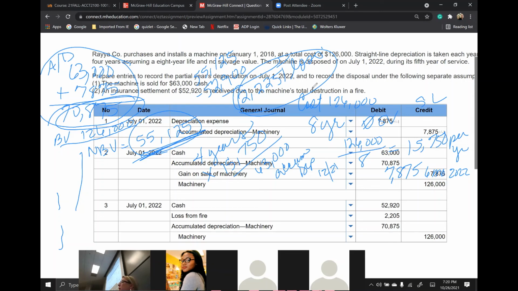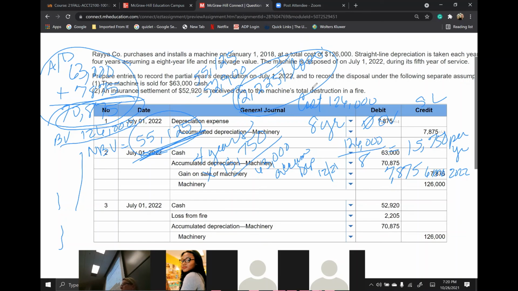We know how much we had as accumulated depreciation because we figured that out. So let's get rid of that. Debit the accumulated depreciation for the $70,875. Another very easy one is the machine. We know how to get rid of it because the original cost was $126,000. So I'm going to credit that off to wipe it out.